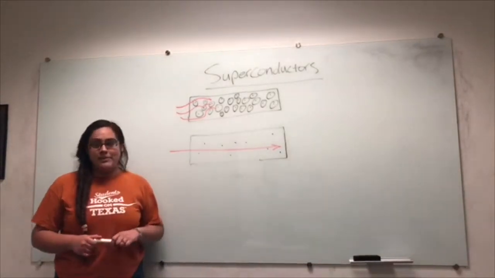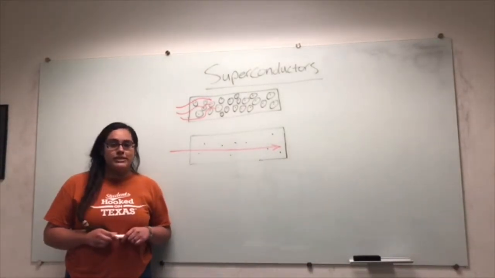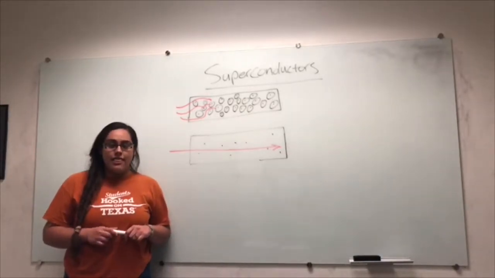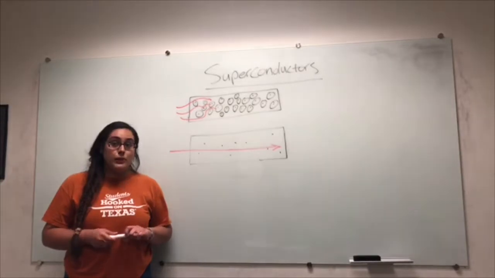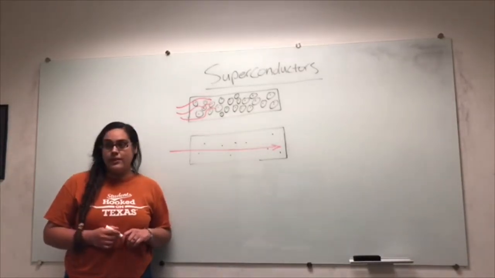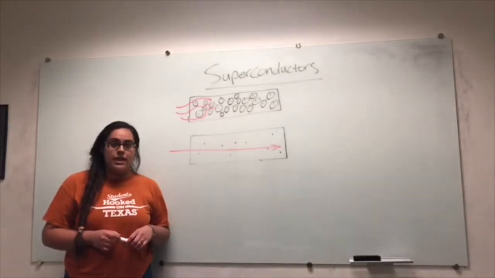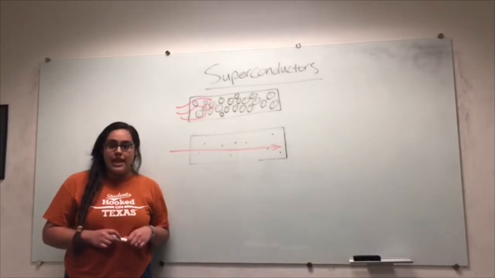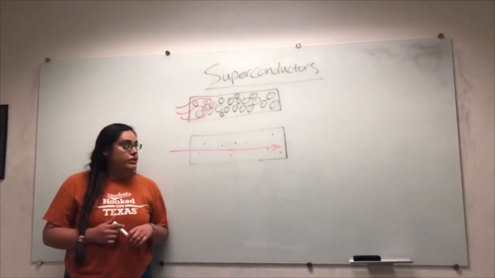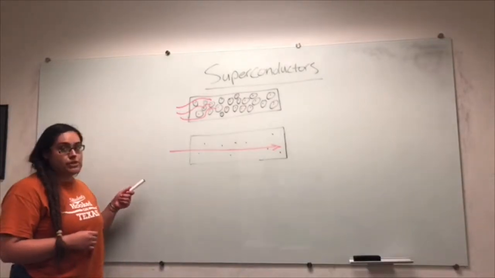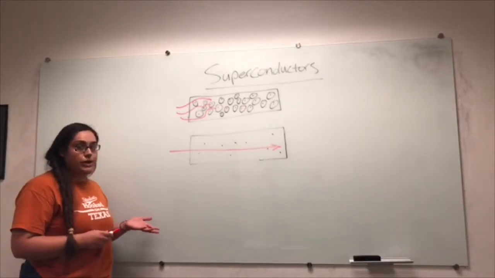Furthermore, there's two types of superconductors. Type 1 superconductors achieve superconductivity at very low temperatures. They're also known as the soft superconductors because they lose their superconductivity when they are in the presence of magnetic fields. Type 2 superconductors were more recently observed, and these superconductors are able to achieve superconductivity at much higher temperatures, which makes them a lot more useful today.